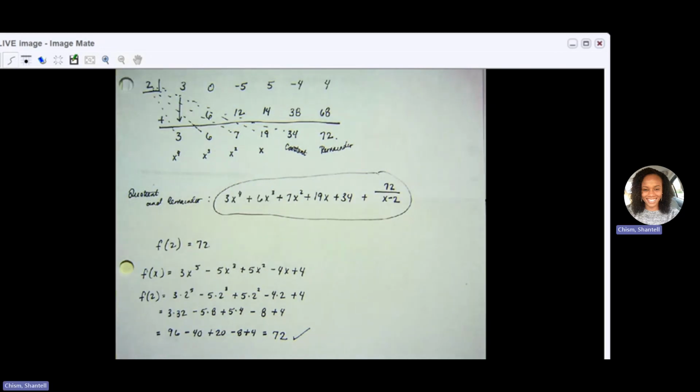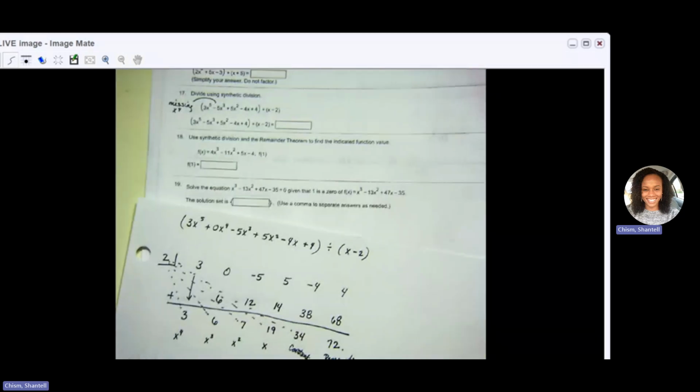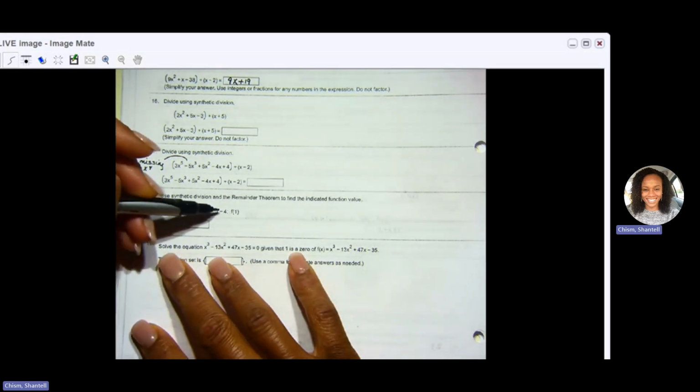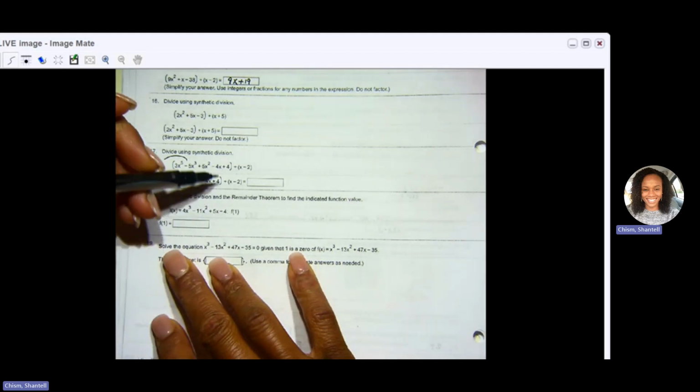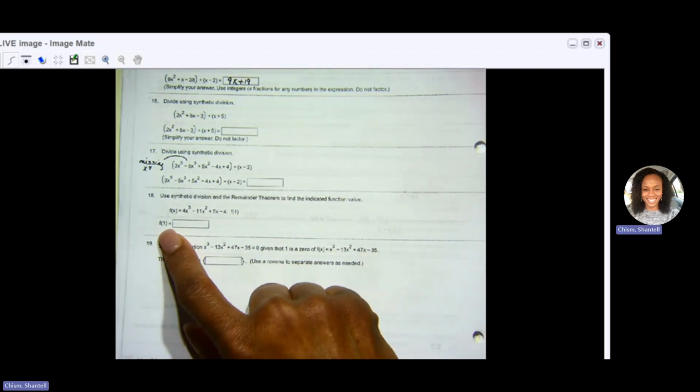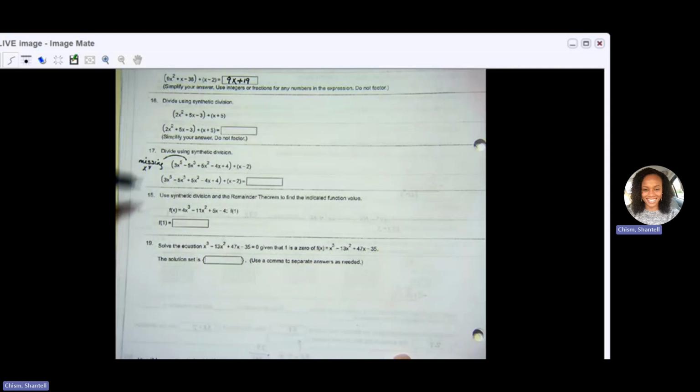Okay? Let's look at a problem related to that, number 18. It says use synthetic division and the remainder theorem to find the indicated function value. So basically, they're telling you you could verify these processes. You could perform the synthetic division by saying this is the polynomial function, and we're going to divide it by, let's say, x minus 1. Or just simply evaluate the function at 1, because that's what I'm going to do. I'm just going to evaluate the function at 1. So where I see x, I'm replacing it with 1.